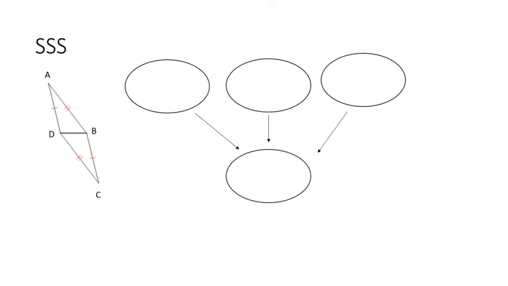To help you prove these, I would put SSS at the top so that you remember what goes in the bubbles. In the first bubble, I'm just going to pick a side. So I picked AD is congruent to BC, and that's because it was given. In each bubble, you have to have a statement and then a reason. AD is congruent to BC because they both have one hash mark.